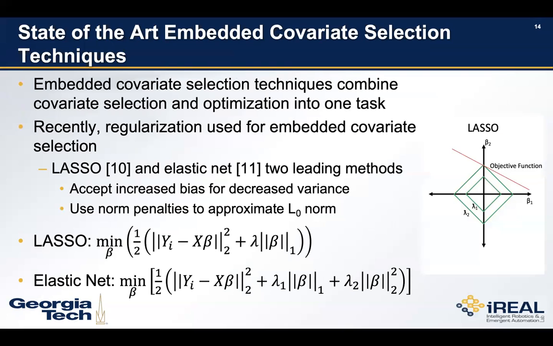I'll now give a comparison to some current state-of-the-art techniques. Namely, we focus on embedded covariate selection techniques, which seek to combine covariate selection and optimization into one task. Recently, there's been a lot of work using lasso and elastic nets as two leading methods to this end. They work to use approximations to the L0 norm, which encourage sparse results, by using the L1 norm and L1 and L2 norm, respectively, for lasso and elastic net, as using the L0 norm directly is computationally problematic, as it's not a true norm.